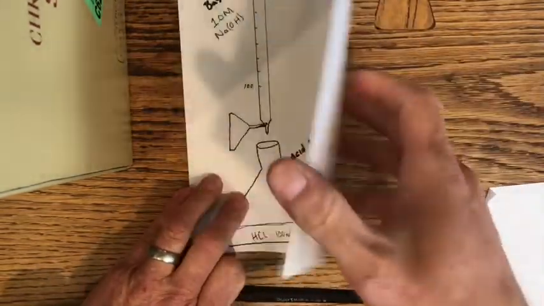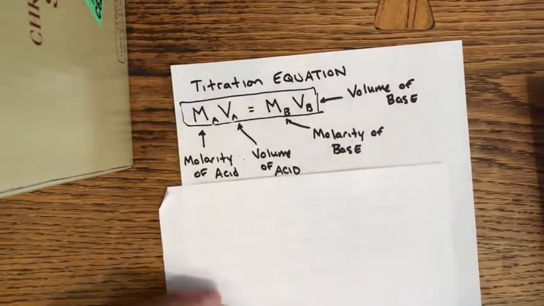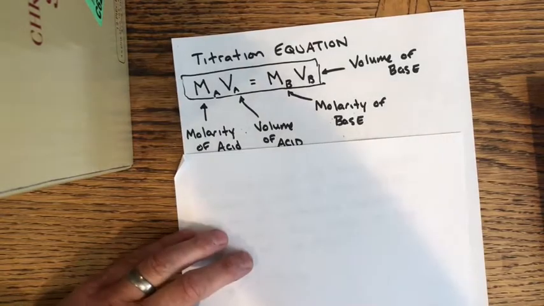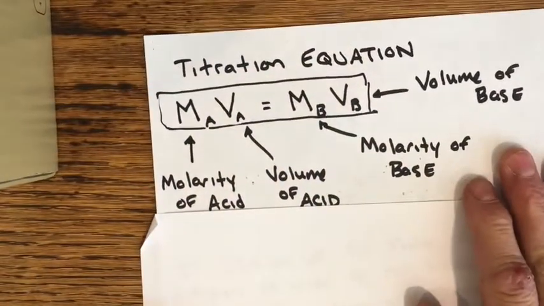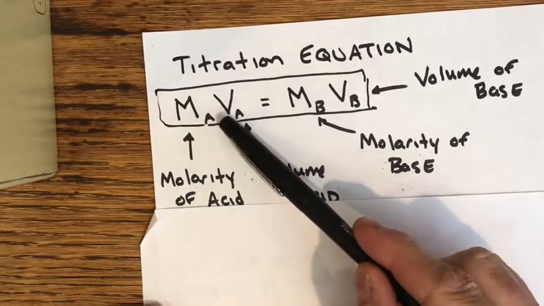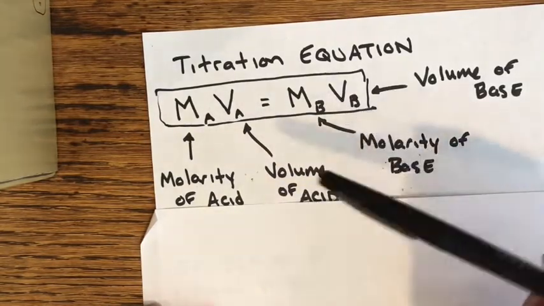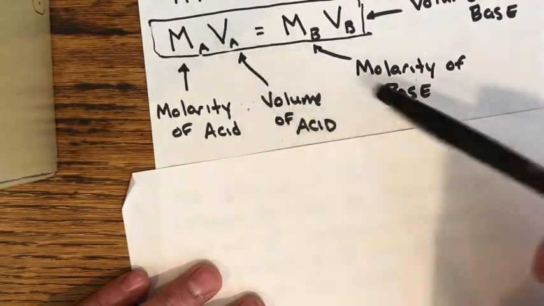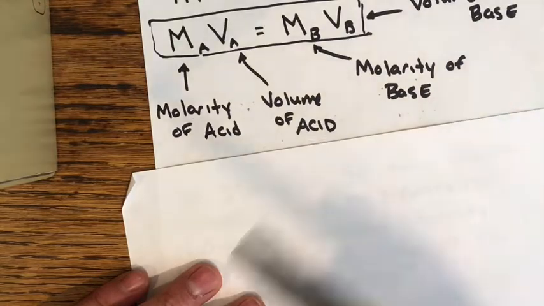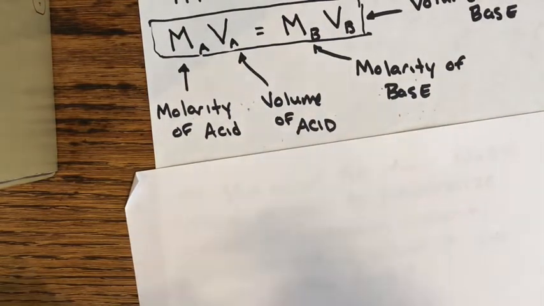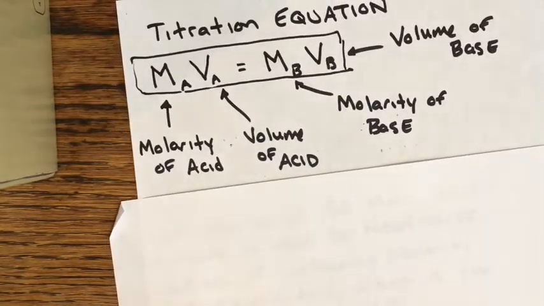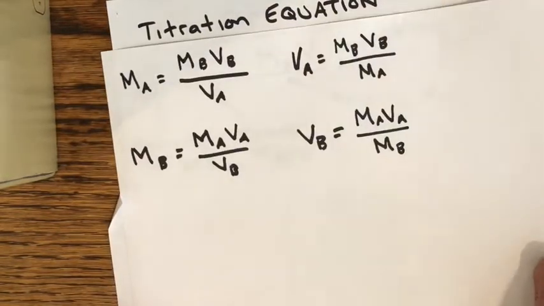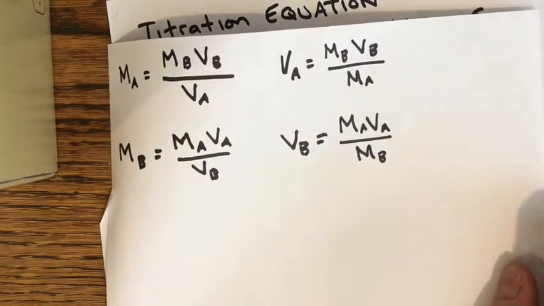So, like everything we do in chemistry, there is some math involved, but it's not very challenging. We have an equation that we use for titration, and here it is. MAVA equals MBVB, and those terms just stand for the molarity of an acid, the volume of an acid, molarity of base, and volume of base. Okay, and so of course, in an equation like that, you have to have 3 of the variables to solve for the 4th. And so here are the derived equations for each of those variables.